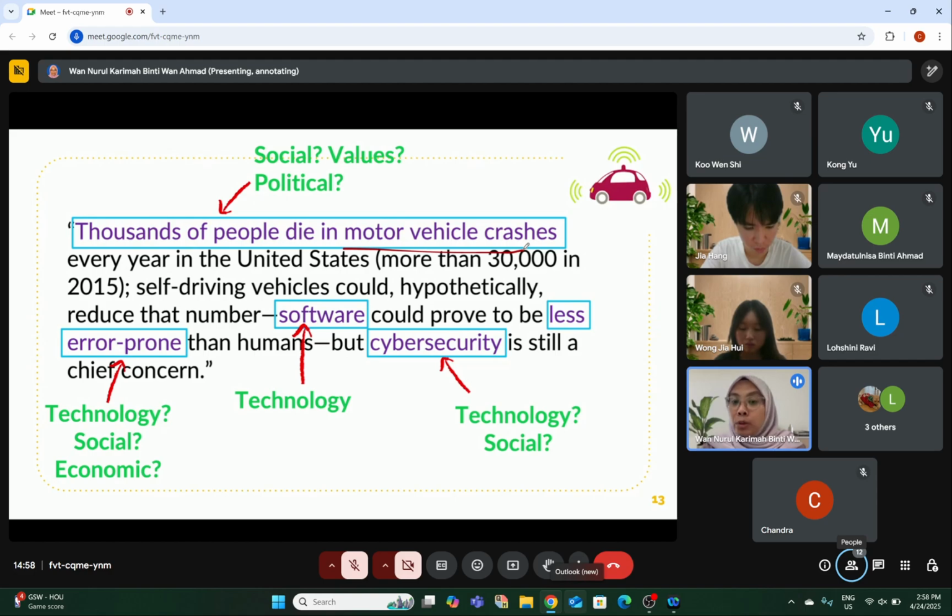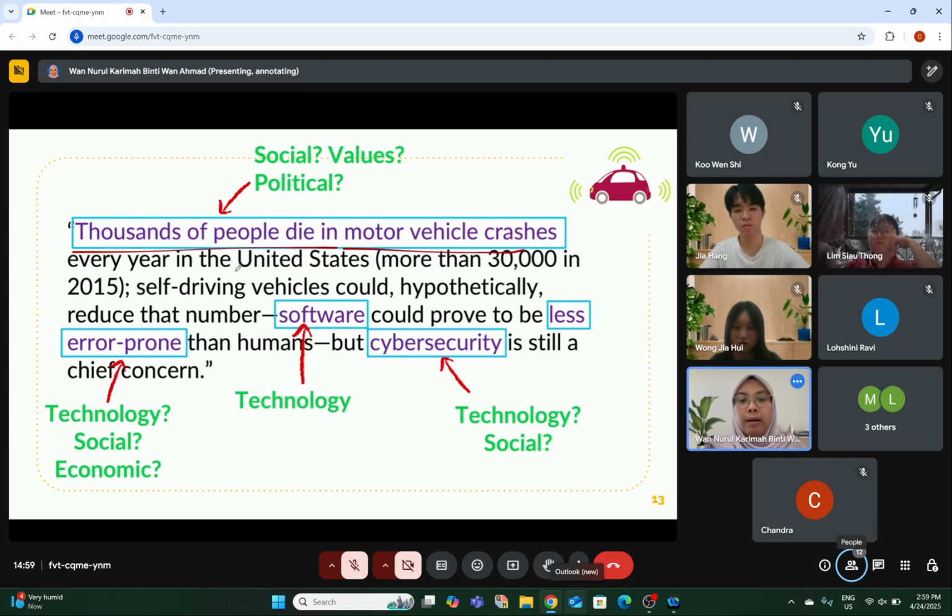Can it be related to values? Values, something that we consider as life. People's life is important, right? And can it also be related to values in terms of culture? Why do so many accidents occur? And political, what is being done to make sure that road accidents are reduced? So can we consider this small statement, thousands of people die in motor vehicle crashes every year, as a statement related to social, values and political?